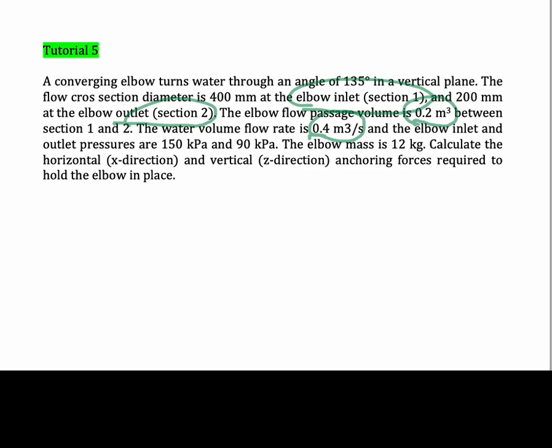So this is the volume flow rate, Q. And the elbow inlet and outlet pressure is 150 kilopascal and 90 kilopascal. The elbow mass is 12 kilogram. Calculate the horizontal and vertical anchoring forces required to hold the elbow in place.